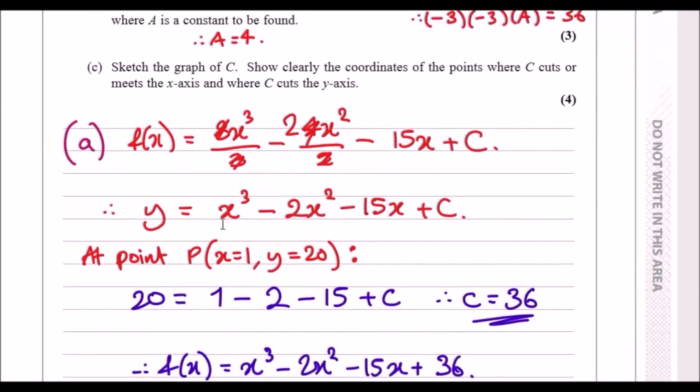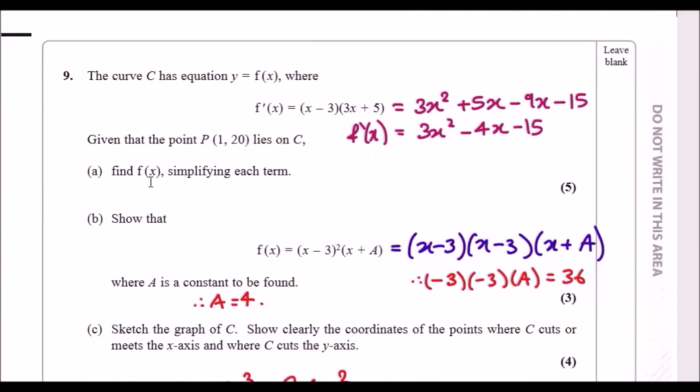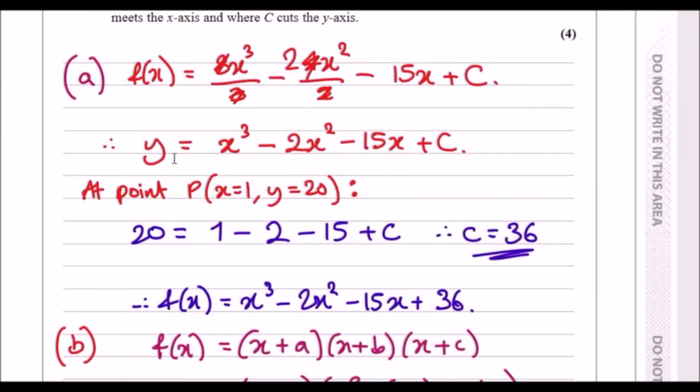And that's it. Now we have to try and find the value c, because when you find the value c, then you've pretty much found the complete f(x). And that's why they give you coordinates. The whole point of this coordinate is to plug in to find the actual full equation, not plus c. So anyway, at point P, we just plug in x equals 1 into the equation and y equals 20.